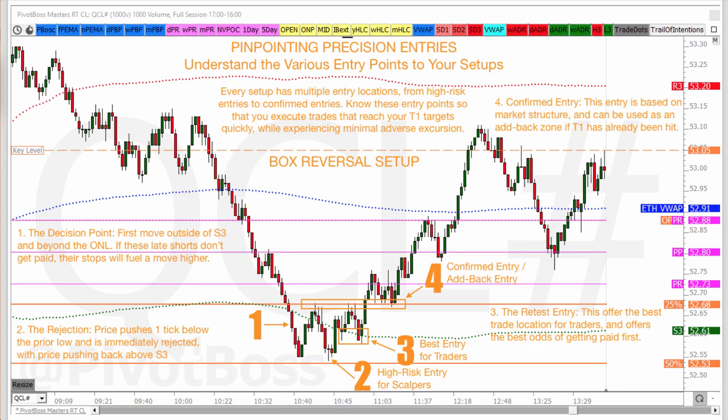And instead, as soon as price comes one tick, just one tick below that low, it's rejected right away. Right away. It's rejected, and immediately price is back above S3.